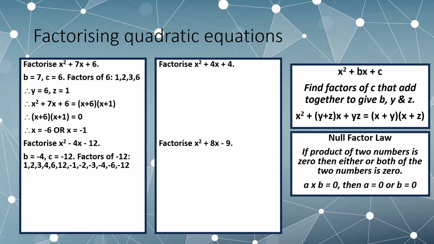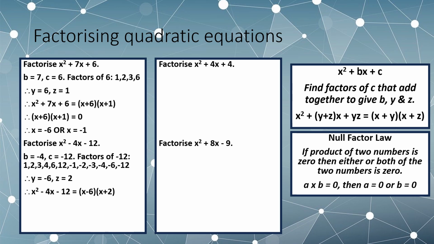In this case, our y value will equal negative 6 and our z value will equal 2, as negative 6 plus 2 gives us negative 4, which is our b value. Therefore, we have x squared take 4x take 12 is equal to x subtract 6 multiplied by x plus 2.